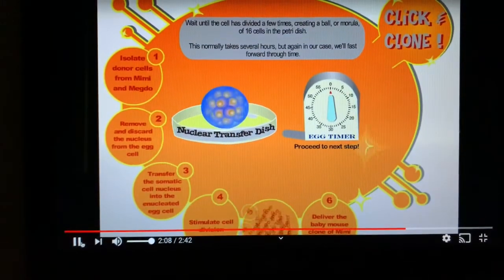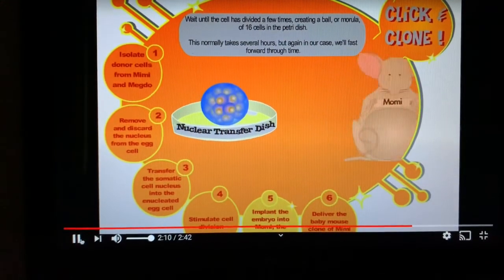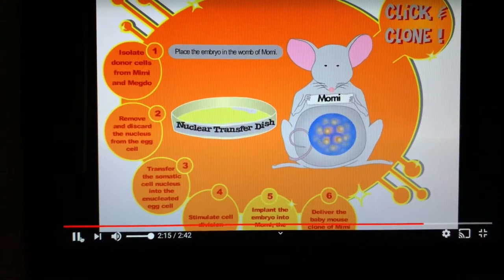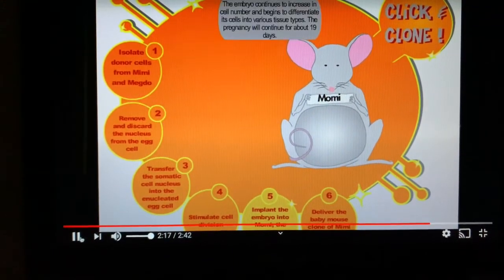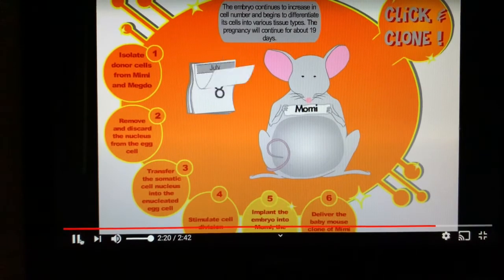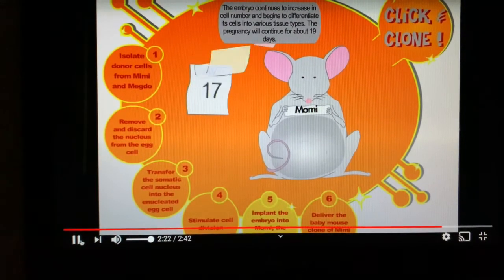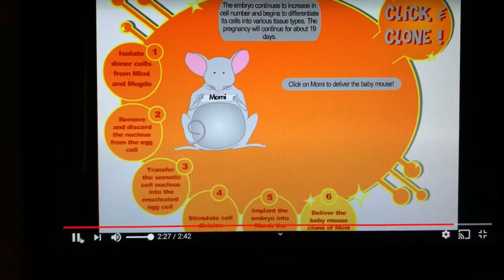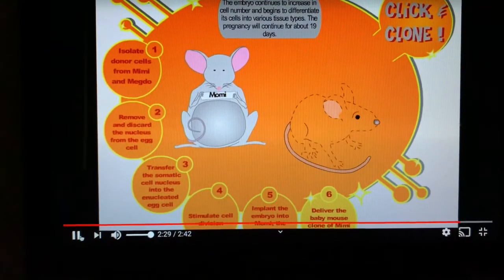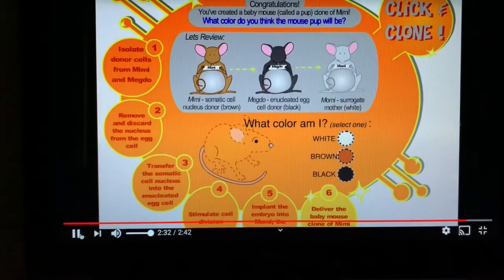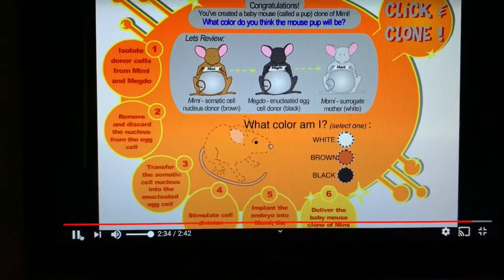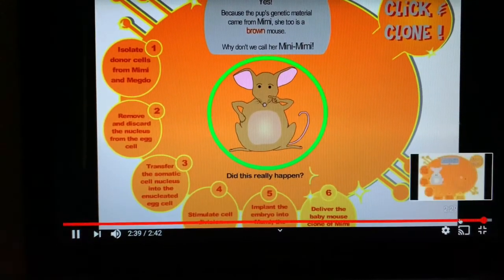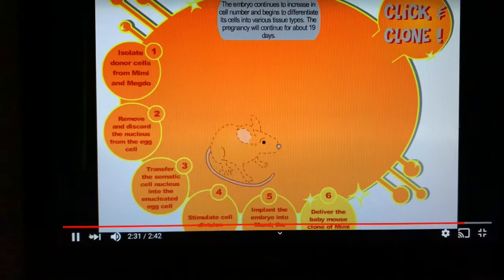Awesome. Maybe you can guess the next step would be to implant that embryo, the ball of cells, into the womb, also known as the uterus of the surrogate mother. Now, the gestation period for mice is much shorter, so we're not waiting 40 weeks. It's about 19 days, and Mommy is able to give birth. And you can imagine that the resulting offspring, oops, I wanted to rewind that. Get back here, you. Here we go, and I'll pause it.